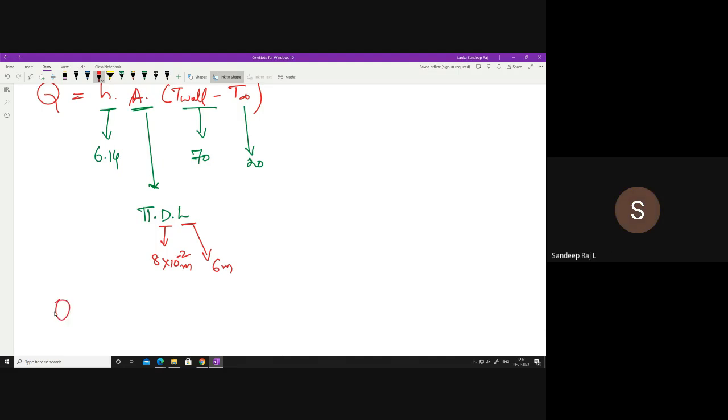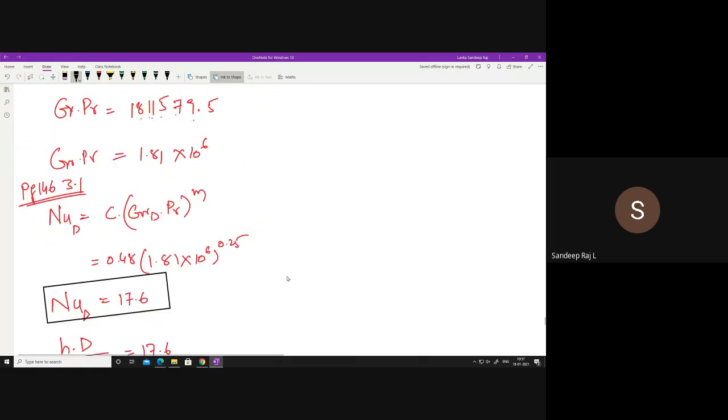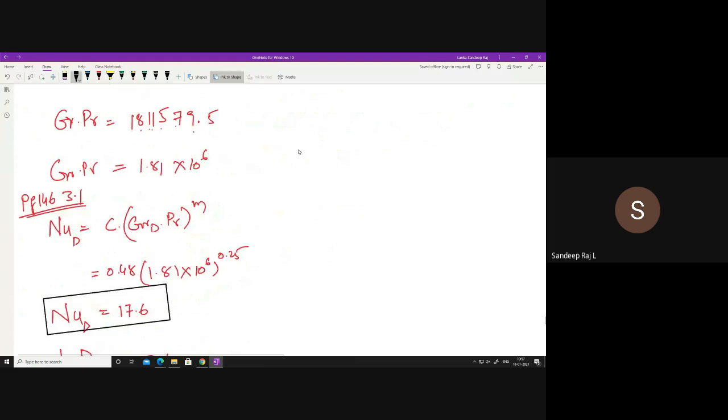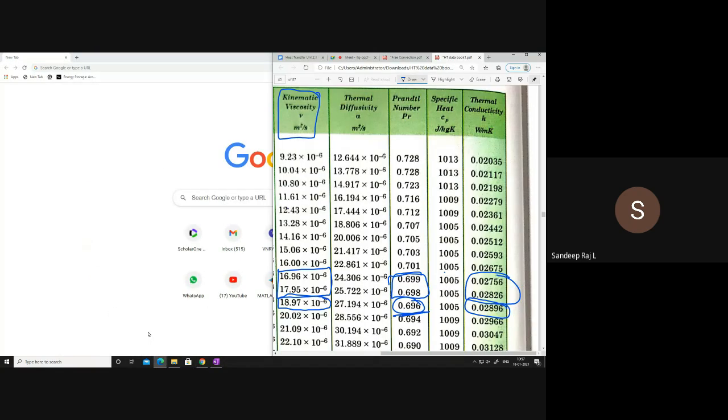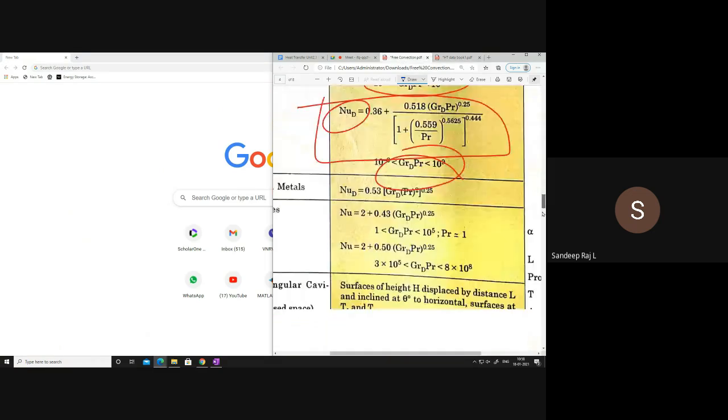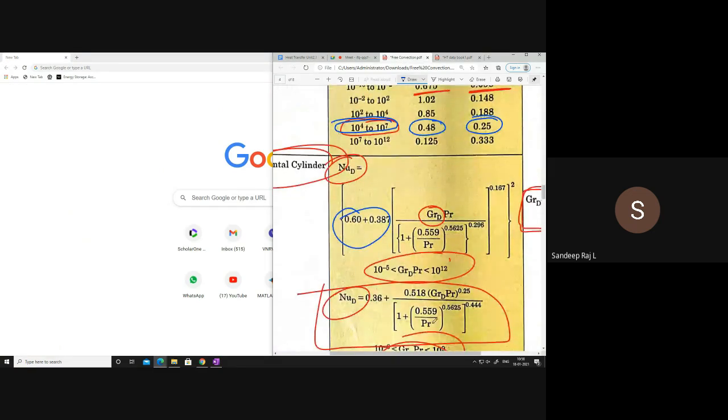So the Q value is, somebody is saying, 463.1 watts. Yes, that's the Q value. So this is one way of doing it. There is another way of doing it also. For that, you can use page number 146, the 3.2 formula. You can use this one or this one, both you can use and solve it. You'll get the same kind of answers in both cases.